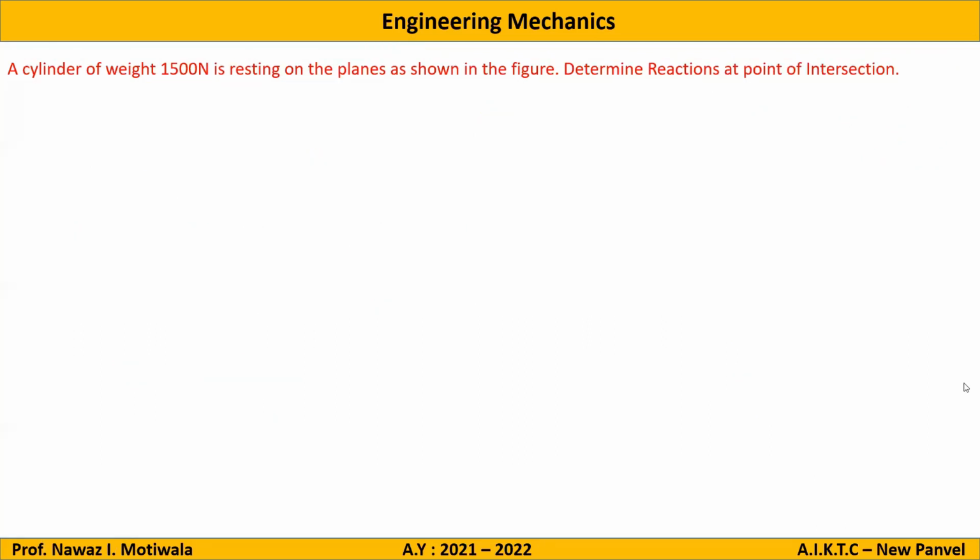Yes. So question is like this. Again, this question was asked many times in exam. A cylinder of weight 1500 Newton is resting on the planes as shown. As shown means diagram दिया हुआ है. So the diagram is like this. So these are the planes on which it is resting. Okay. So this is the cylinder.